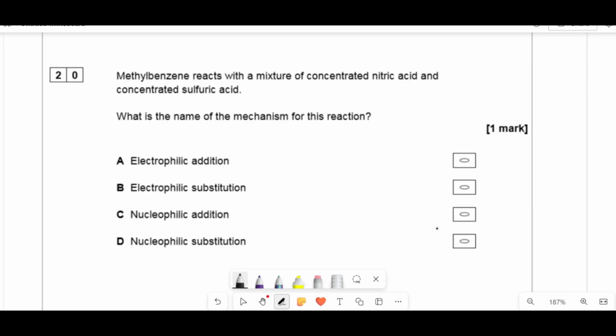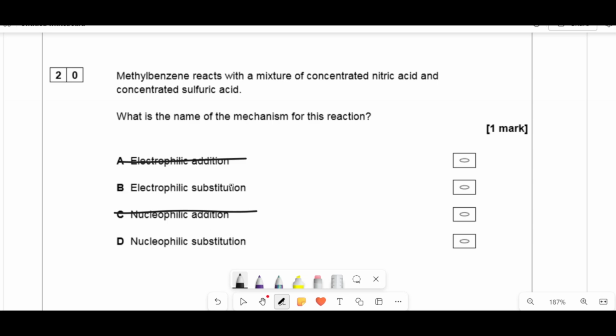So methylbenzene reacts with a mixture of concentrated nitric acid and concentrated sulfuric acid. What is the mechanism for this reaction? Here we've got this benzene with a methyl group on it. What it ends up doing is you'll make an NO2+ electrophile, which will join onto the ring, and then it'll form a new bond here, NO2. But there are too many bonds around this carbon, so H breaks off and the ring reforms. In summary, we're swapping one of the H's on the benzene for an NO2. So it's substitution, so immediately two options are out.